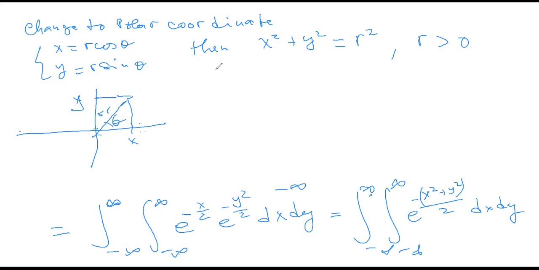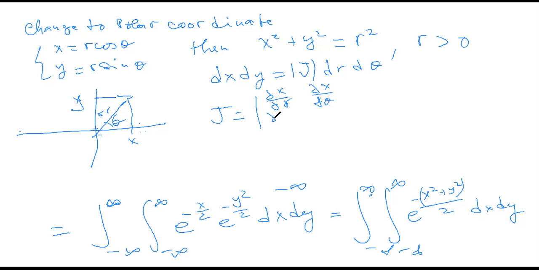Now, dx dy is equal to the absolute value of the Jacobian times dr d theta. When you are doing the change of variable, you will remember this. Where this Jacobian is the determinant of: partial x over partial r, partial x over partial theta, partial y over partial r, partial y over partial theta.